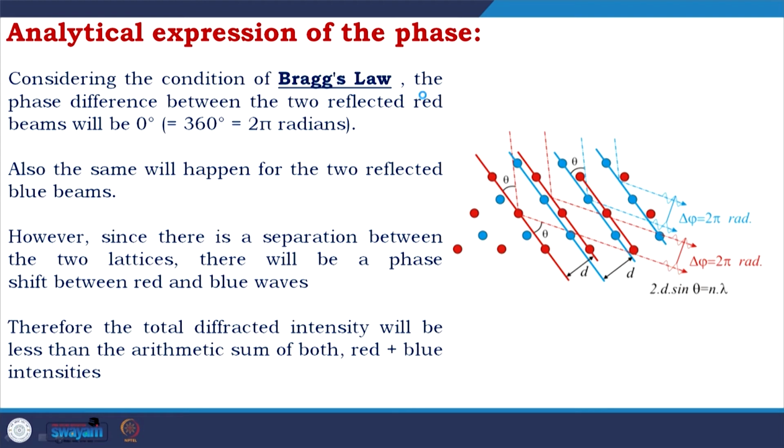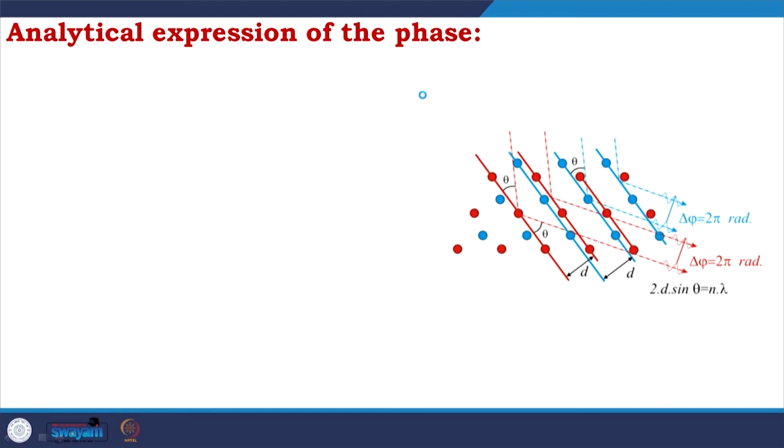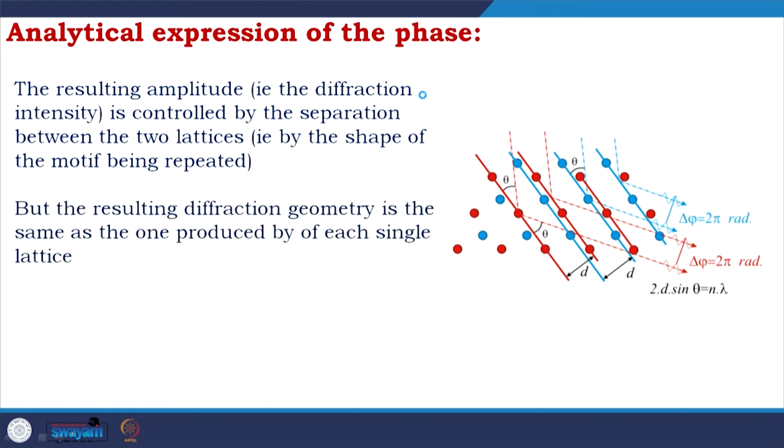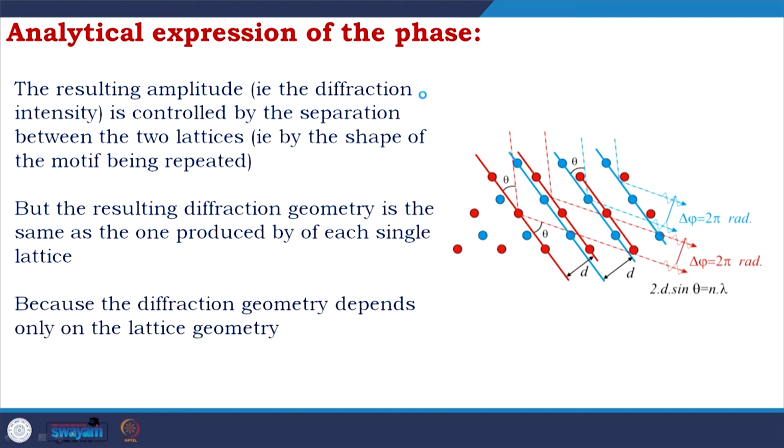Therefore, the total diffracted intensity will be less than the arithmetic sum of both red plus blue intensities. What is the effect? Now, the resulting amplitude, that is the diffraction intensity, is controlled by the separation between the 2 lattices, that is, by the shape of the motif being repeated. But the resulting diffraction geometry is the same as the one produced by each single lattice, because the diffraction geometry depends only on the lattice geometry, which is the same.